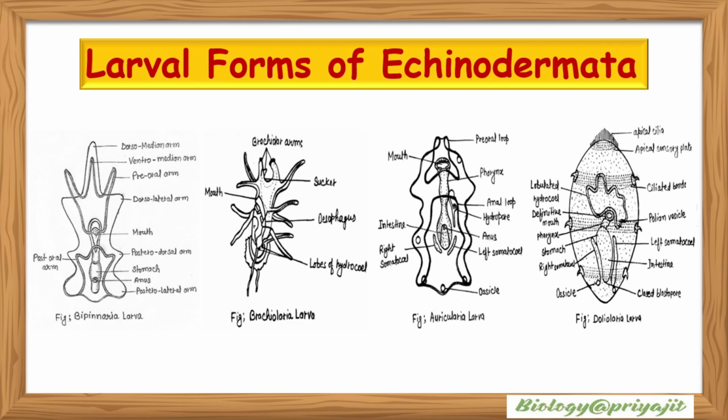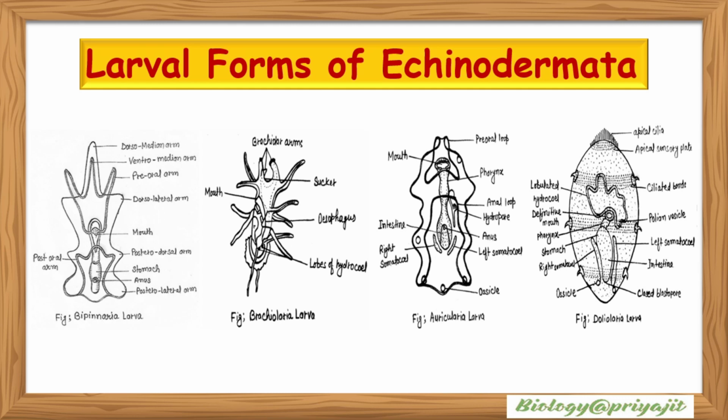Today we explore an interesting aspect of echinoderm biology, that is, larval forms of Echinodermata. These larvae are bilaterally symmetrical and free swimming, strikingly different from the adult body plan. So studying their structure and types helps us to understand echinoderm development, evolution and metamorphosis. Let's take a brief look at these fascinating transitional stages in the life cycle of echinoderms.